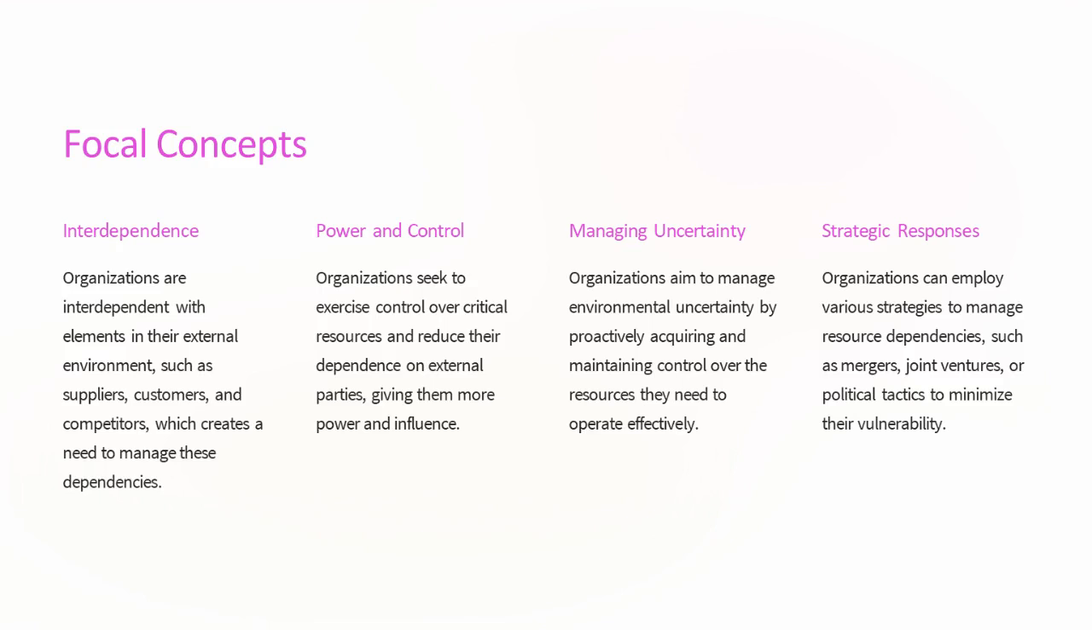Organizations are interdependent with elements in their external environment, such as suppliers, customers, and competitors, which creates a need to manage these dependencies. They seek to exercise control over critical resources and reduce their dependence on external parties, giving them more power and influence. Organizations aim to manage environmental uncertainty by proactively acquiring and maintaining control over the resources they need to operate effectively. They can employ various strategies to manage resource dependencies, such as mergers, joint ventures, or political tactics to minimize their vulnerability.